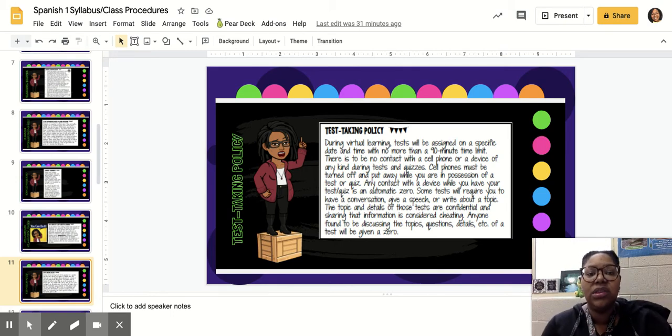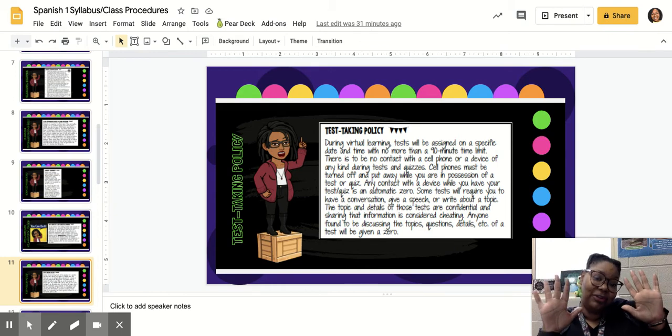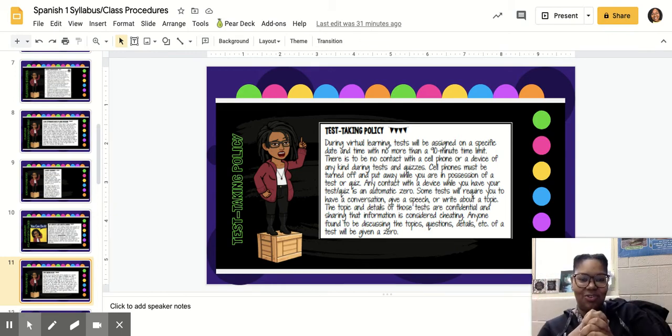Any contact with the device while you have your test or quiz is an automatic 0. Automatic. If you got your phone, you look at your phone while you have a test or a quiz in your possession, automatic 0. So that's why you want to make sure that you follow directions from the very beginning. And basically directions are phone turned off, face down at the top of your desk. Don't touch it so that we don't even run into this situation, okay?